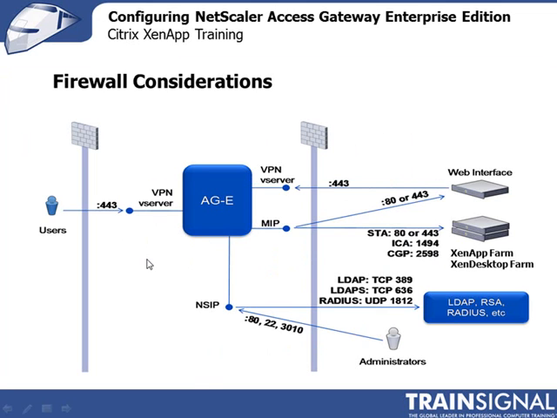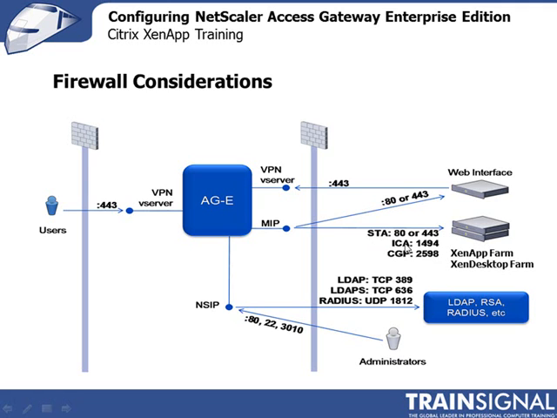So from a firewall considerations perspective, you'll need to have a couple of different things. So you need two interfaces at least. You have your Access Gateway NetScaler deployed in the DMZ, and we have one interface which is known as the MIP. This is the mapped IP address. Basically, this is the interface that communicates with your STAs, your secure ticket authorities, on ports 80 and 443. So those ports would have to be open from the NetScaler in the DMZ all the way to your STA server, however many STA servers you want to have.